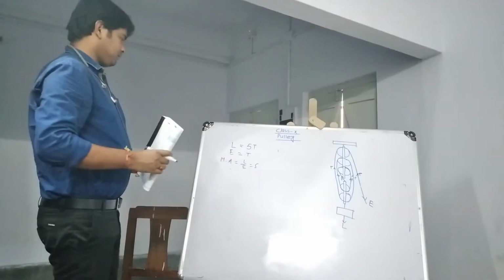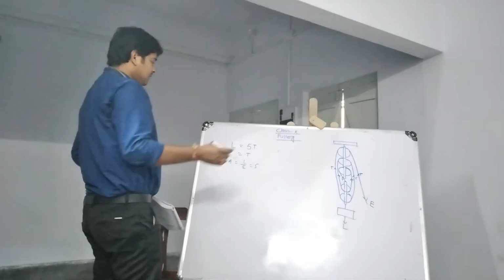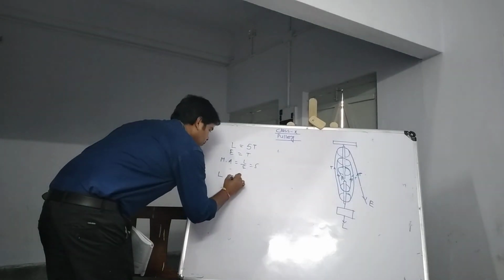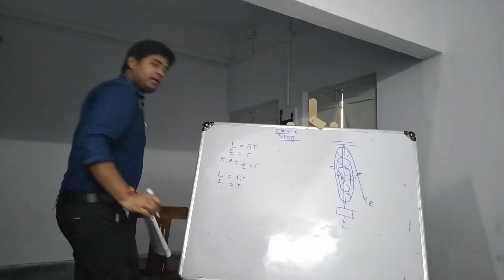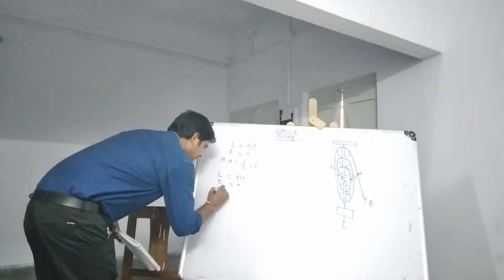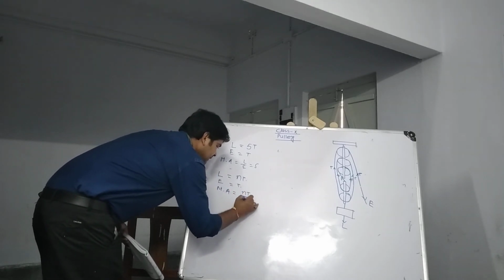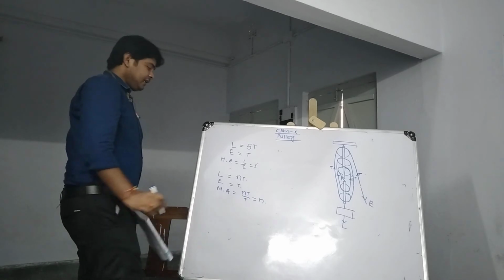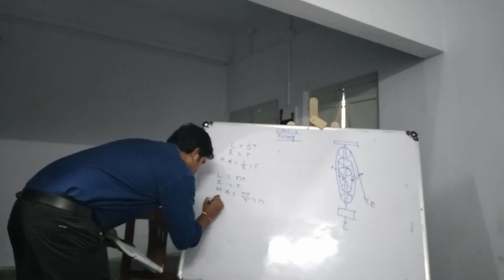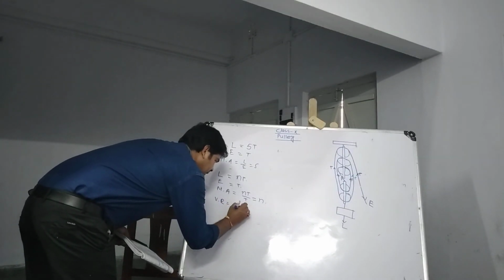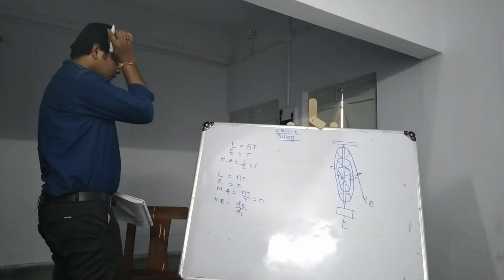If we write it in general, with the number of pulleys as n, then what will happen? Load is equal to n into T and effort is equal to T. From that you can calculate mechanical advantage equal to nT divided by T. We will get n. Similarly, velocity ratio is equal to the distance traveled by the effort divided by the distance traveled by the load.